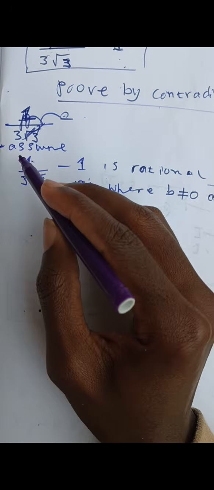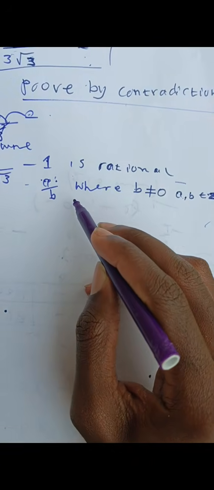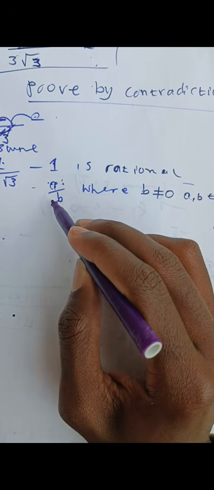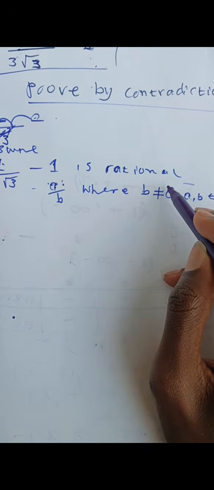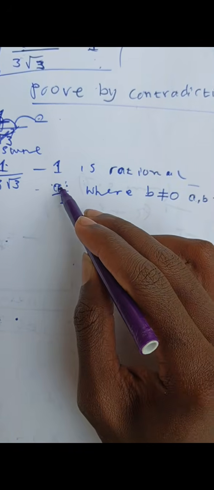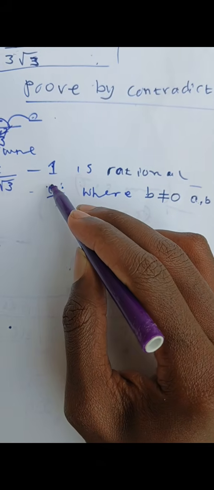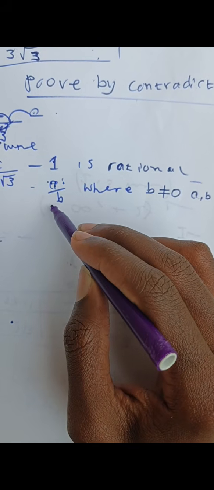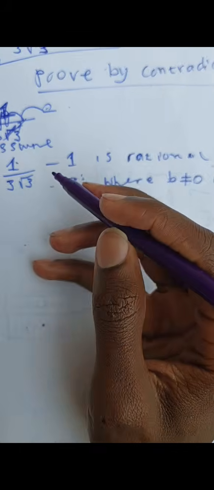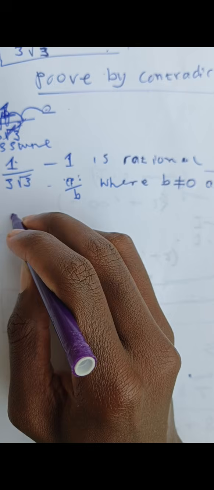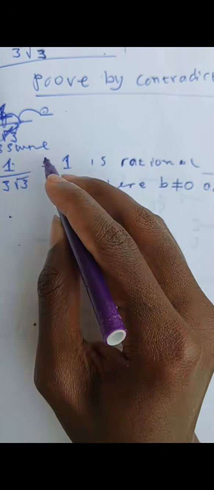So we are going to say, assume that this is rational, meaning that it can be expressed in the form of A over B, where B can't be equal to 0 and the values of A and B are integers and they have no common factors. Then you proceed by now writing.